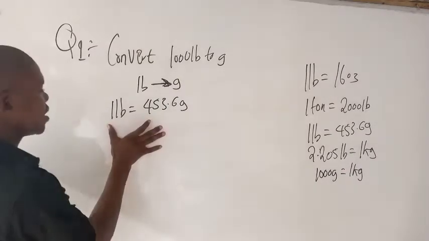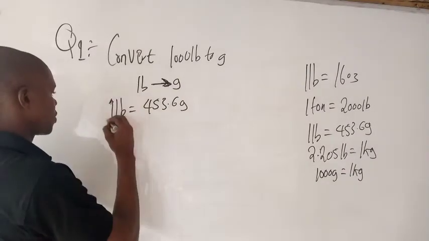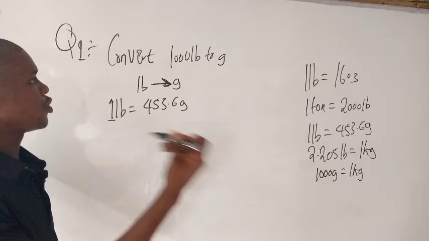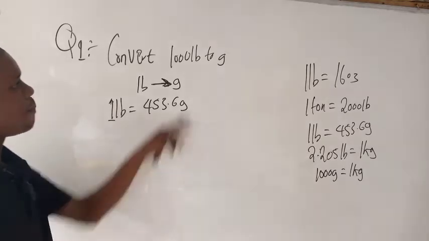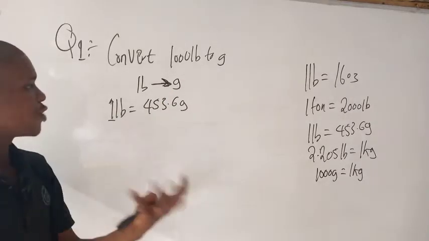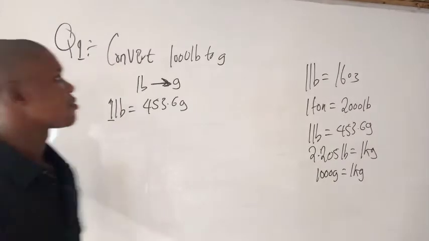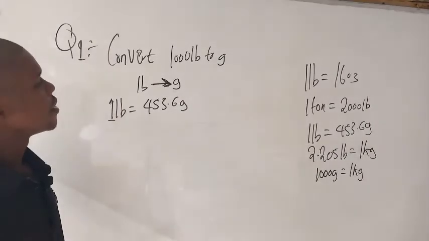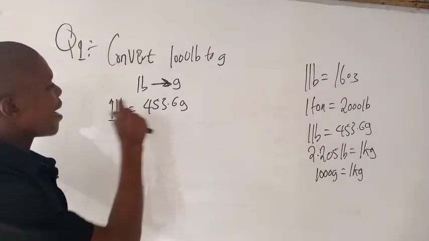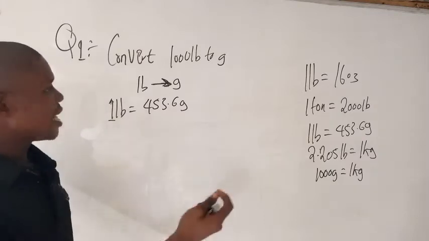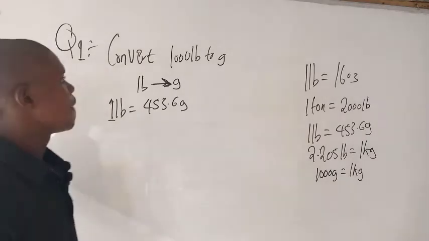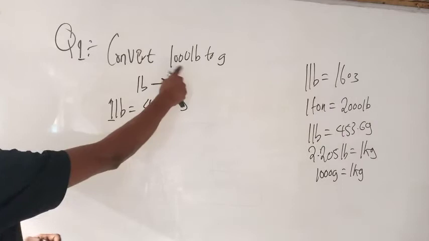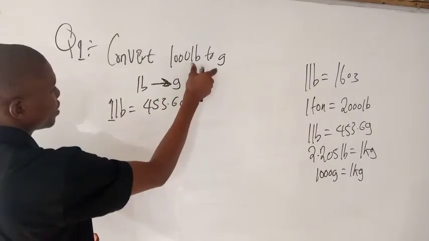So this is the first thing you want to do here: know the relationship between the units. If you are being asked to convert from pounds to gram and you don't know the relationship, there's no way you can convert it. You get that? So now the next step is to arrange it in such a way that you cancel out the units, left with the desired units. So I'm going to write it now as a mathematical statement.